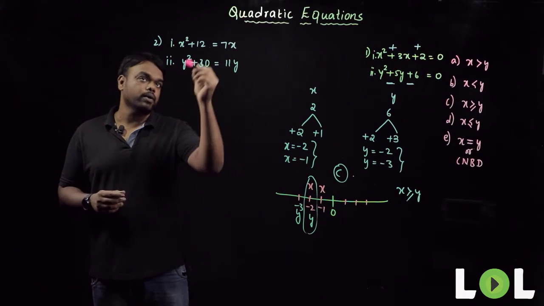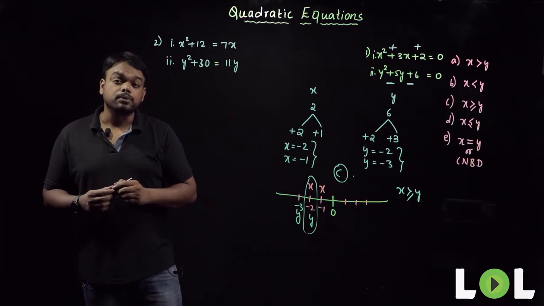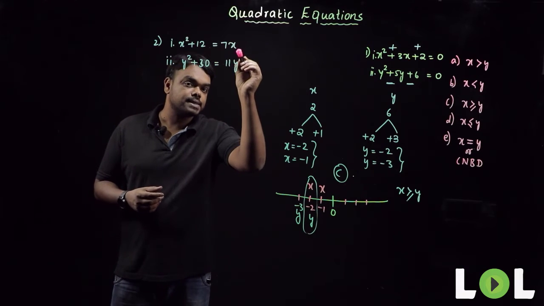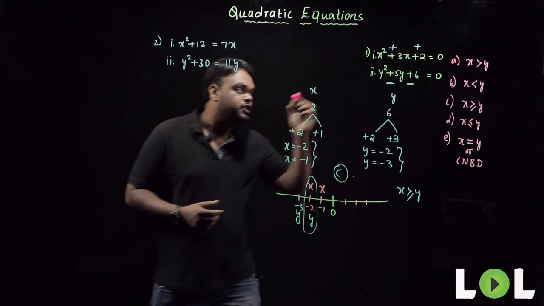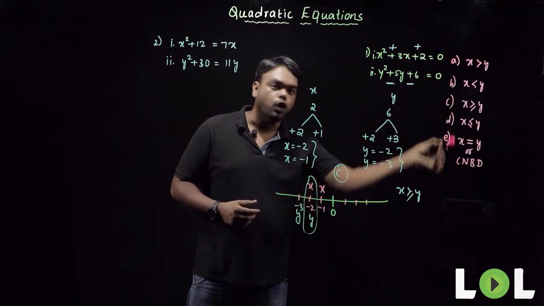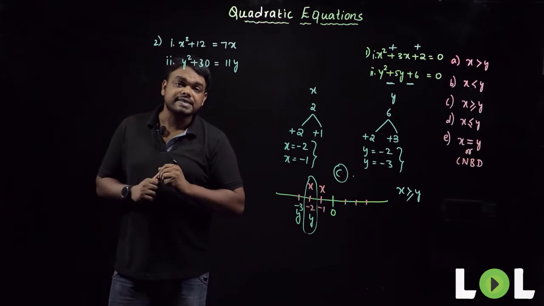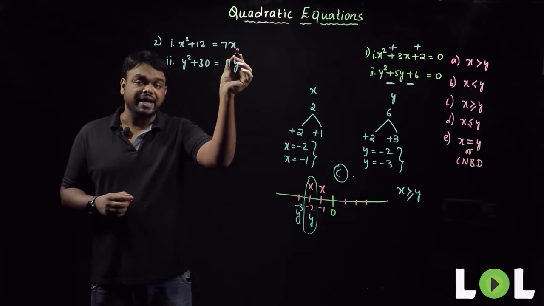Now, if you look at our second question, again we have two quadratic equations, one in terms of x and the other one in terms of y. We need to solve them and we have to tell the relationship between x and y according to the options. Let us solve. So first thing what you need to do in this is you have to rewrite the equations.